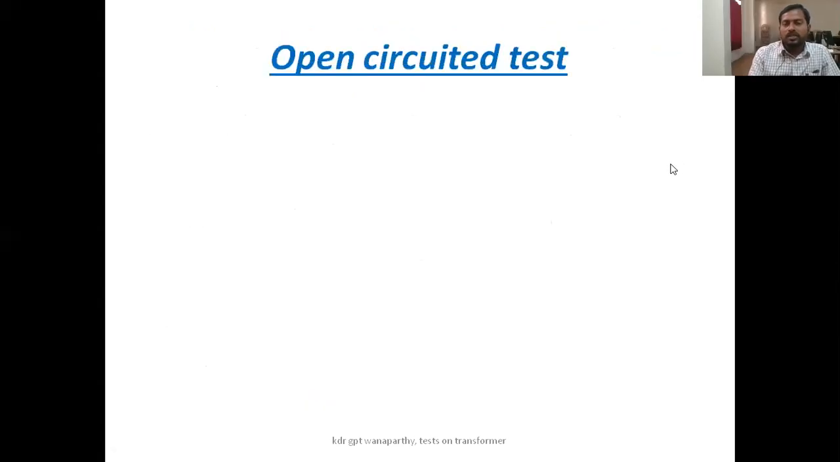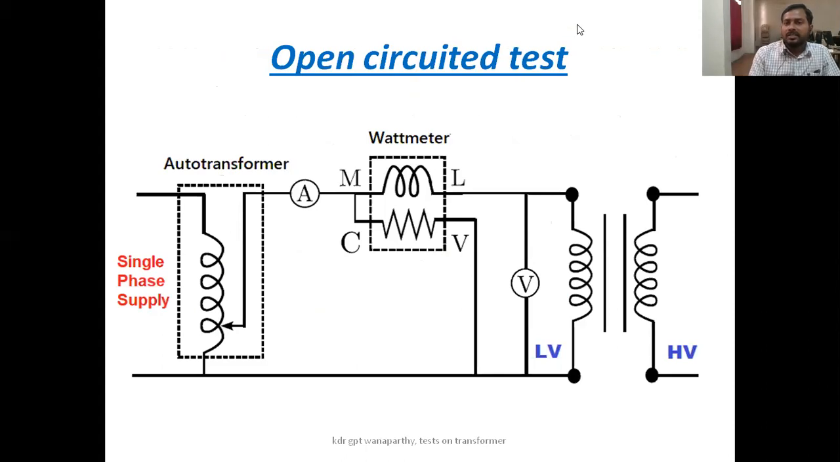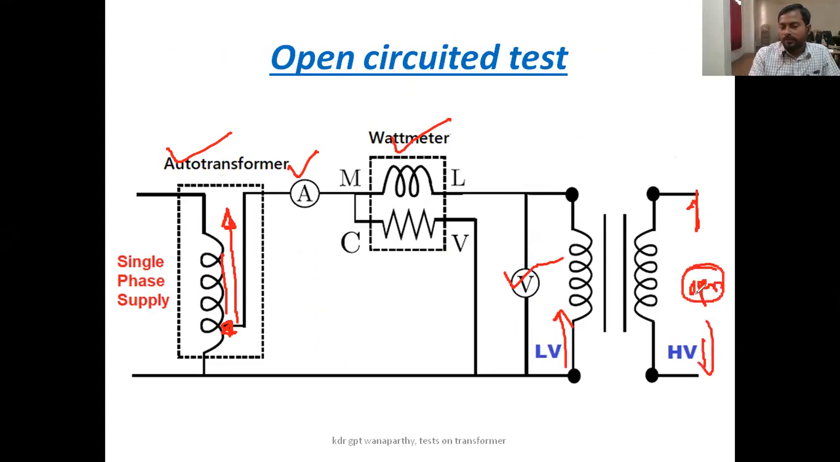Okay, next one is the procedure to conduct the open circuit test. This is the circuit diagram of the open circuit test. This is the auto transformer, and from it this is the tapping position. This is the minimum tapping position, and if you increase the tapping position in a vertically upward manner, the number of turns increases and the primary voltage also increases. This is the ammeter, this is the wattmeter, and this is the voltmeter, and the secondary must be kept open. This test must be performed on the LV side, as we discussed earlier.